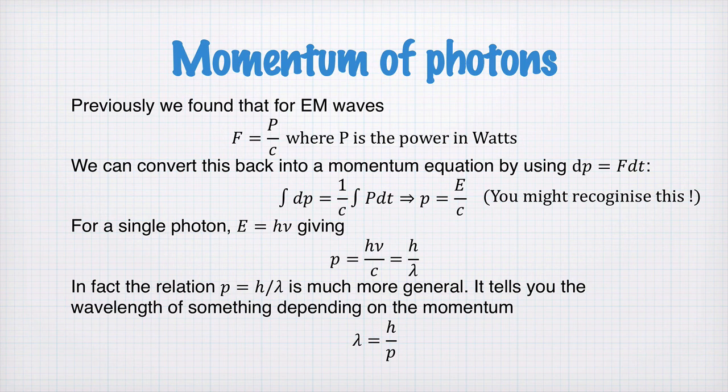And this, for example, will tell you something about how the interference fringes work if you do a double slit experiment using electrons. And we'll talk about this a little more in the diffraction section of this course.